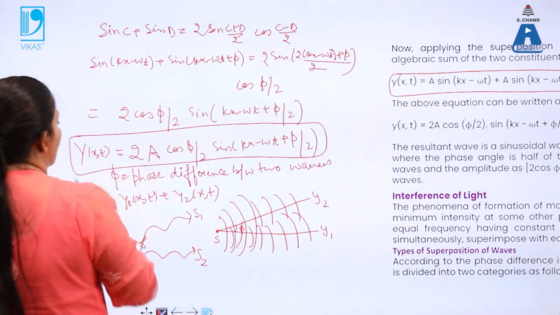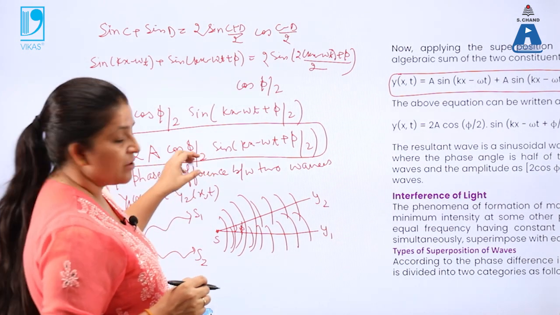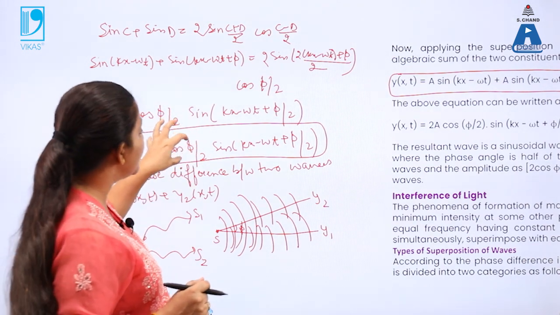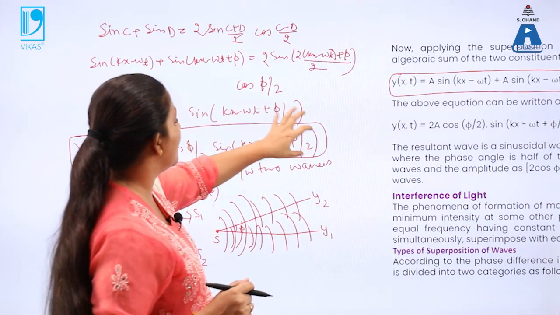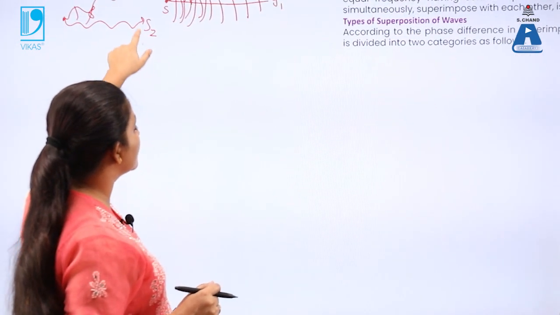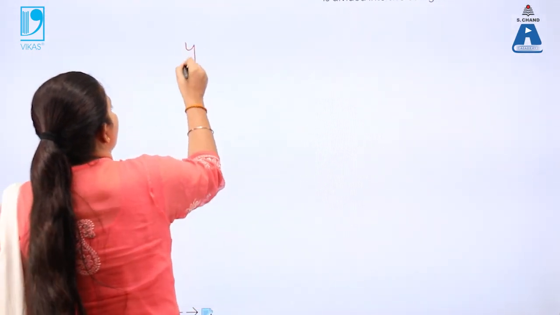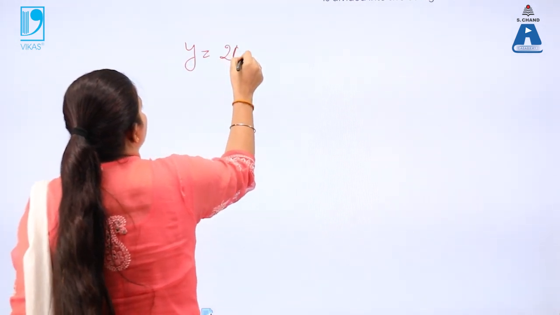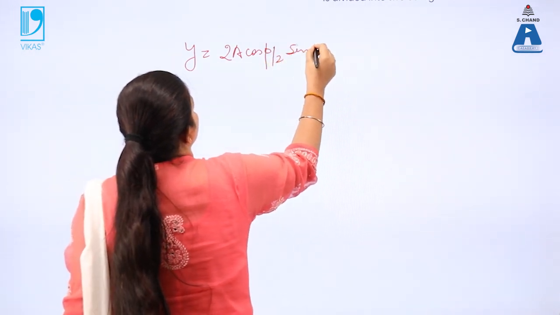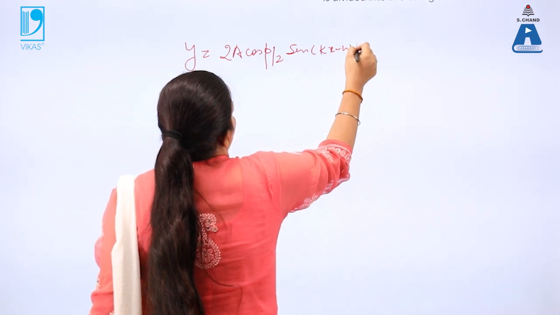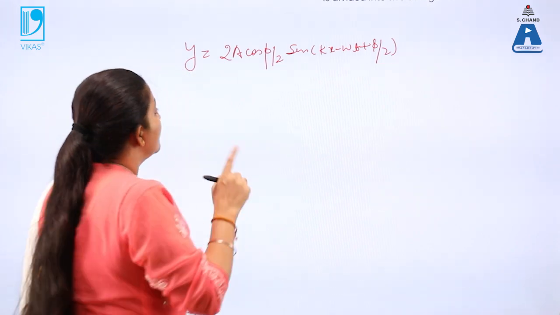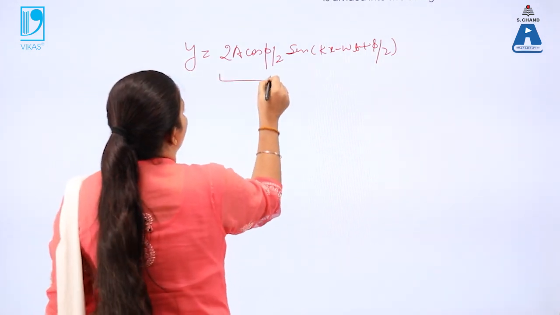You can clearly see that phi is constant between them. So 2a cos phi by 2 represents another amplitude over here, and this represents another phase difference. So on the screen, when we get the resultant, the resultant wave equals 2a. Now when you calculate the difference over here, this is the amplitude.